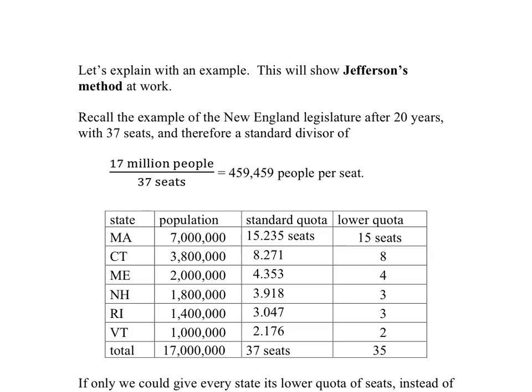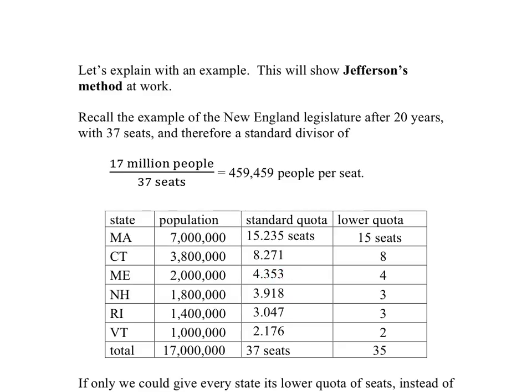So we have our state populations and our standard quotas that we computed earlier, and the lower quotas, which, as we saw before, add up to only 35. And so Hamilton's job was to take the two surplus seats and give them out to the states that had the highest decimal parts. Okay, and those were New Hampshire and Maine.